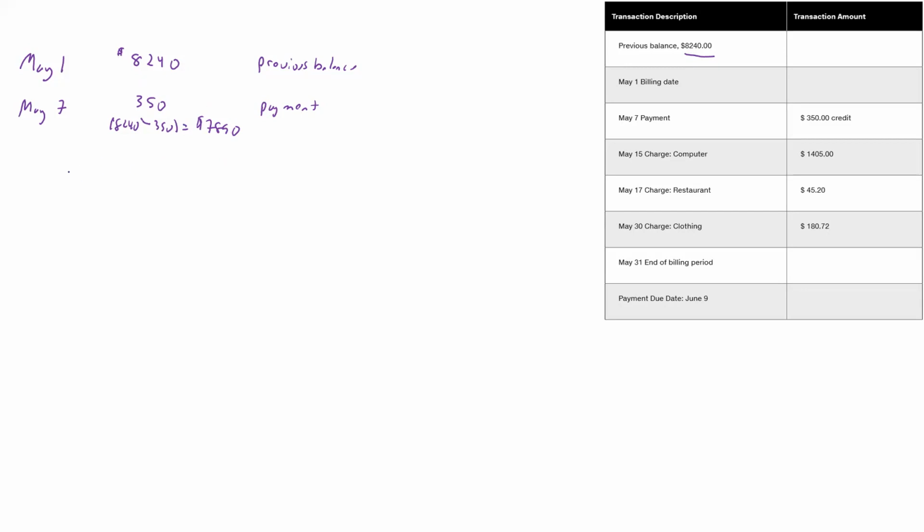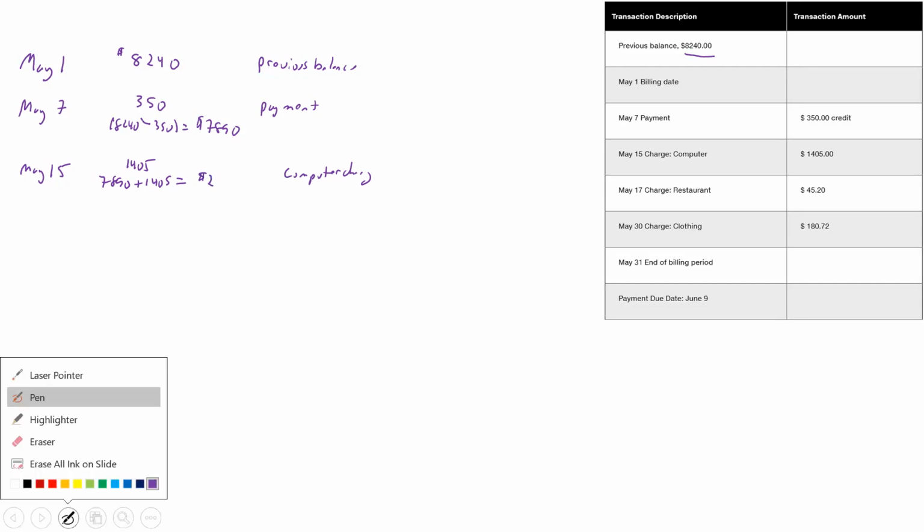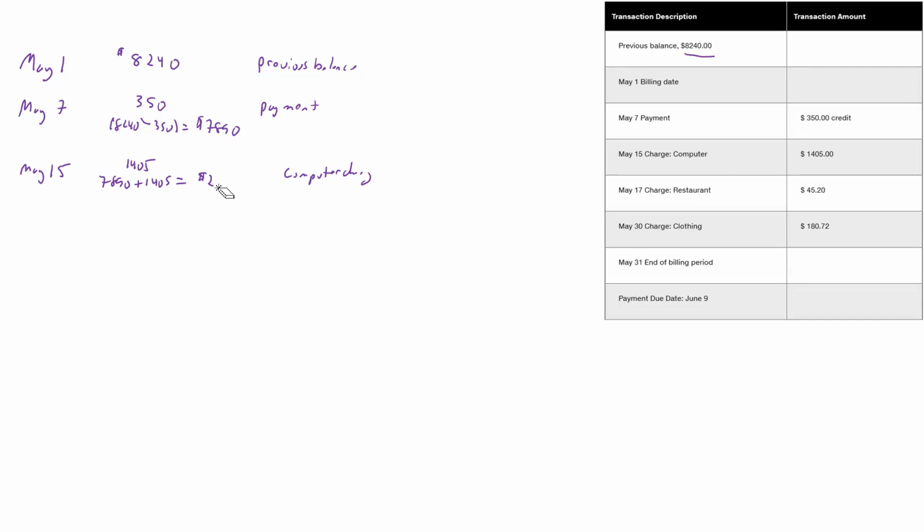Now it says our May 15th, we're going to charge something. So on May 15th, we're going to charge a computer, and we're being charged 1405. What we're going to do is take our 7890 plus 1405, and we'll get 9295. 9295 is going to be our balance at that point in time.